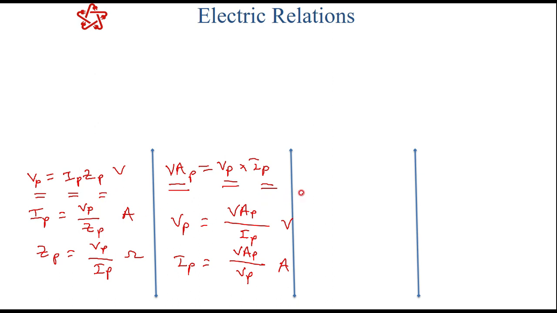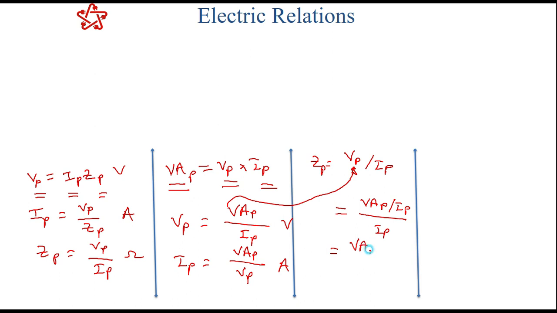Once again we take the basic equation, Z per phase is equal to Vp divided by Ip. Now in this equation, instead of Vp I am substituting VA per phase by Ip, divided by this Ip as it is. I am expressing it in terms of volt amperes. Therefore what I am getting is VA per phase divided by Ip square.